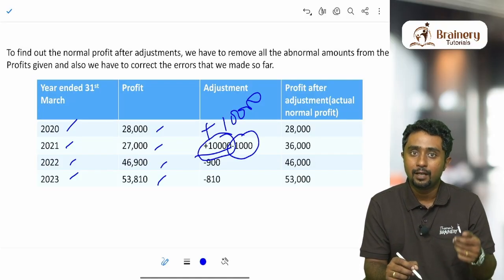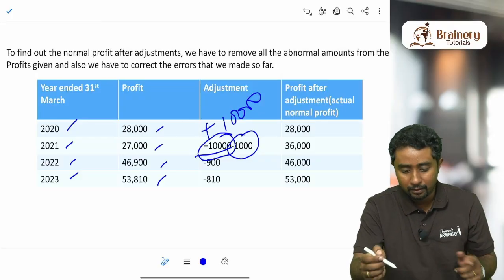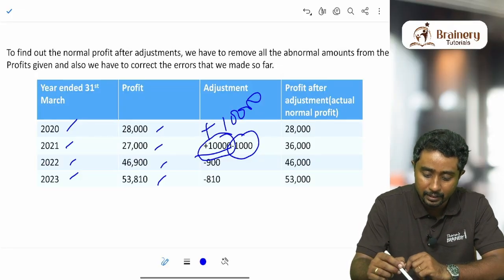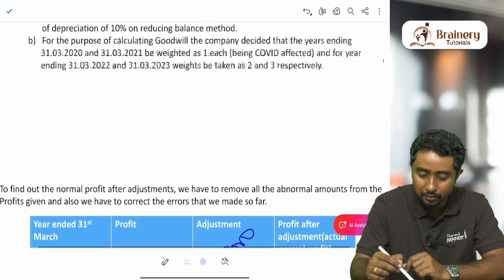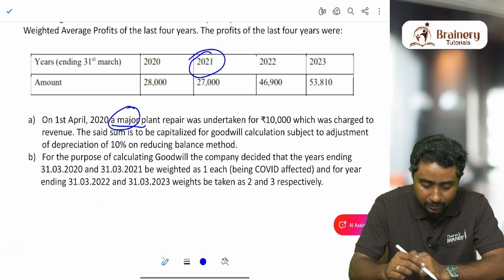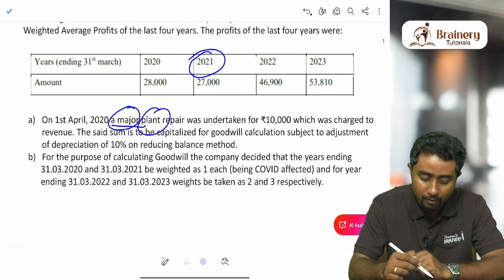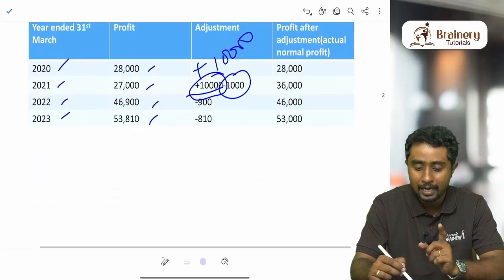Obviously, you guessed it right. We have to add it to the asset account, whatever asset account is there. Which asset account will we add it to here? We are adding to which account? Plant account. So when we go back to the plant account, we will add 10,000 there.